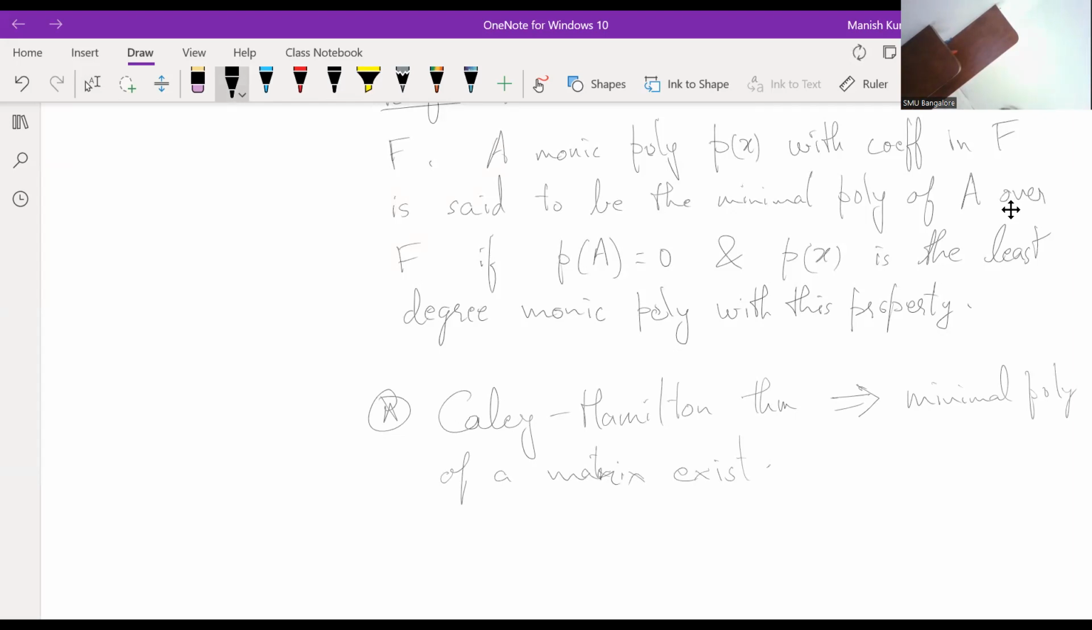So of course, you can look at all monic polynomials which satisfy this, and look at the minimal degree. There has to be something of the least degree, since the set is non-empty. So there exists one. In fact, next time we will show that it is unique, so there won't be more than one. We will also show that the minimal polynomial divides the characteristic polynomial. This is the first thing we'll do next.